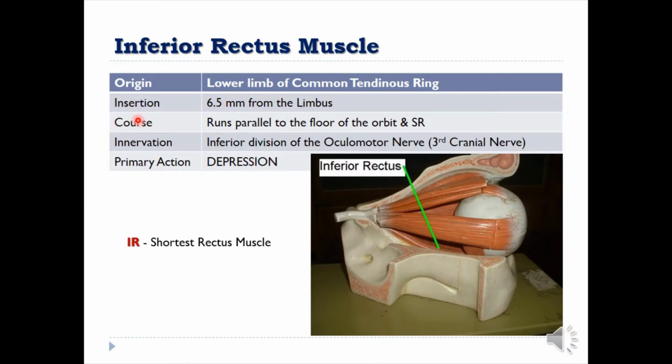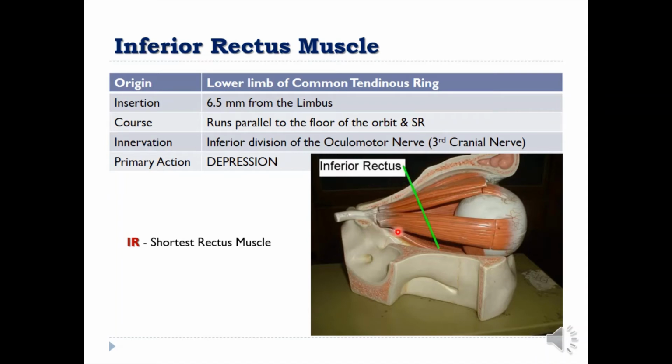Course: it runs parallel to the floor of the orbit. So this is the inferior rectus. The inferior rectus is running parallel to the floor. The superior rectus is running parallel to the roof. Easy to remember, parallel to the floor.